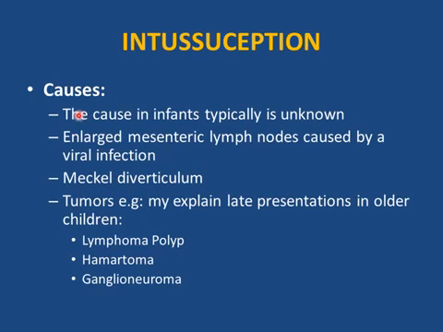Causes of intussusception. The cause in infants is typically unknown. Also, enlarged mesenteric lymph node caused by viral infection like gastroenteritis can be a cause of intussusception. Meckel diverticulum. Tumors also may explain the late presentation in older children like lymphoma or polyp, hematoma, ganglioneuroma, duplication cyst, foreign body, hemangioma, sutures, or staple line along anastomosis.